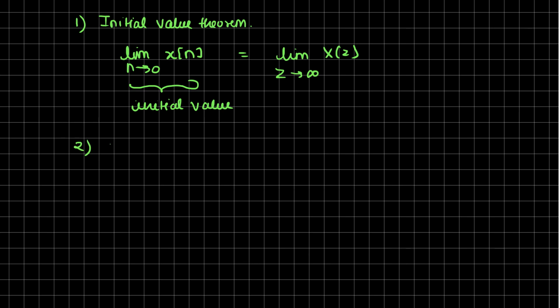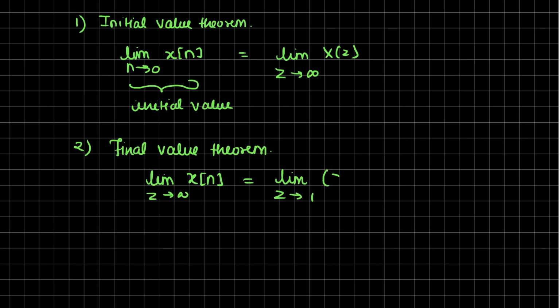And the second one is the final value theorem. In which limit n tending to infinity x of n can be calculated as limit z tending to 1 z minus 1 into x of z. Now these two theorems are for causal systems, and they allow us to know the value at the initial as well as final time instant, even if we have only its Z domain representation.